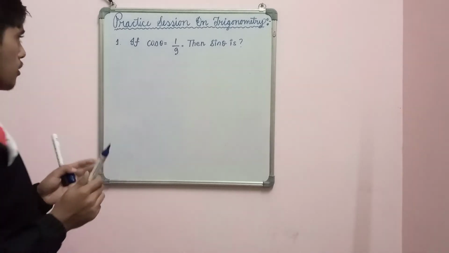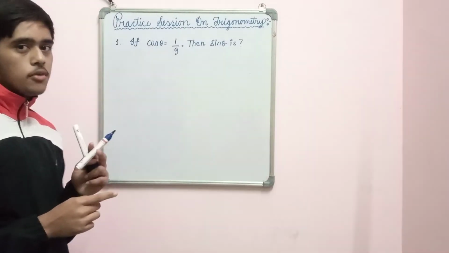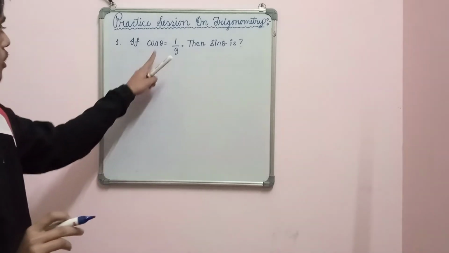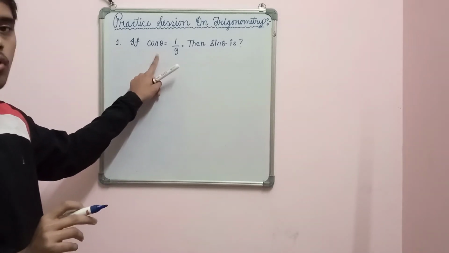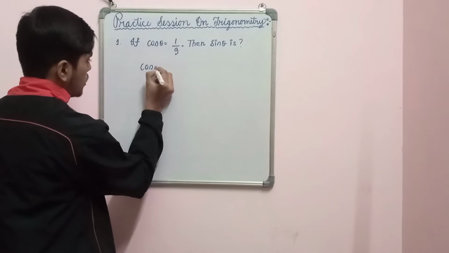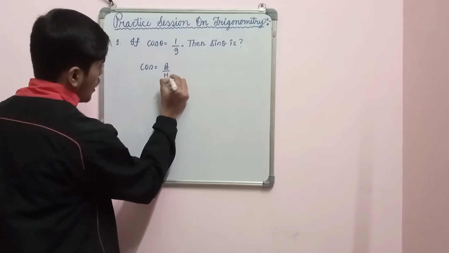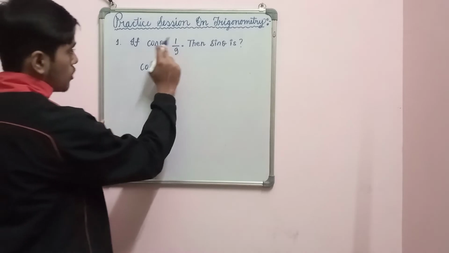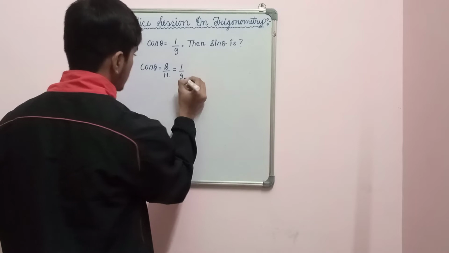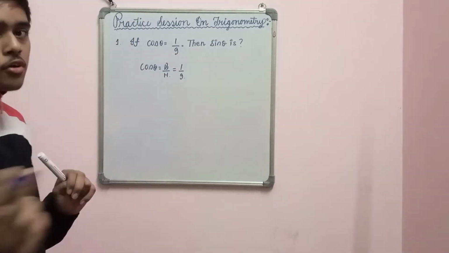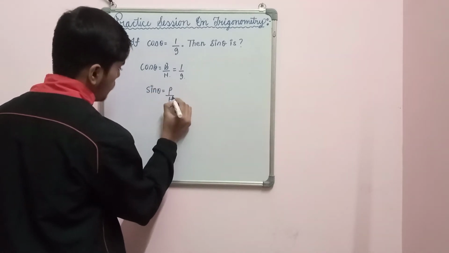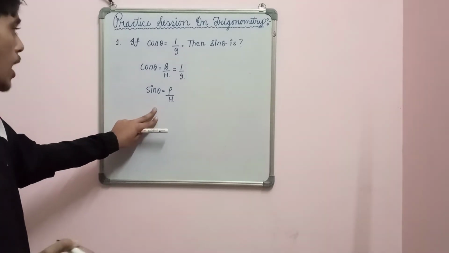If you are unable to solve this question, you must see my last video, because there I have taught basic trigonometry. So if you know how cosine was defined, cos was defined as base upon hypotenuse. So cos theta is base upon hypotenuse, and here base is 1, hypotenuse is 9. And sin theta is defined as perpendicular upon hypotenuse.